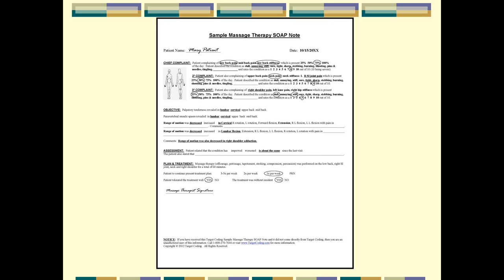But this is a sample massage therapy SOAP note. You're circling here. Patient comes in, low back pain, low back stiffness, feels it 75% of the day. It's annoying, it's stiff, and rates it an 8 out of 10. Also complaining of neck pain and right SI joint pain, feels it 50% of the day, rates it a 9 out of 10. It's tight and sharp.